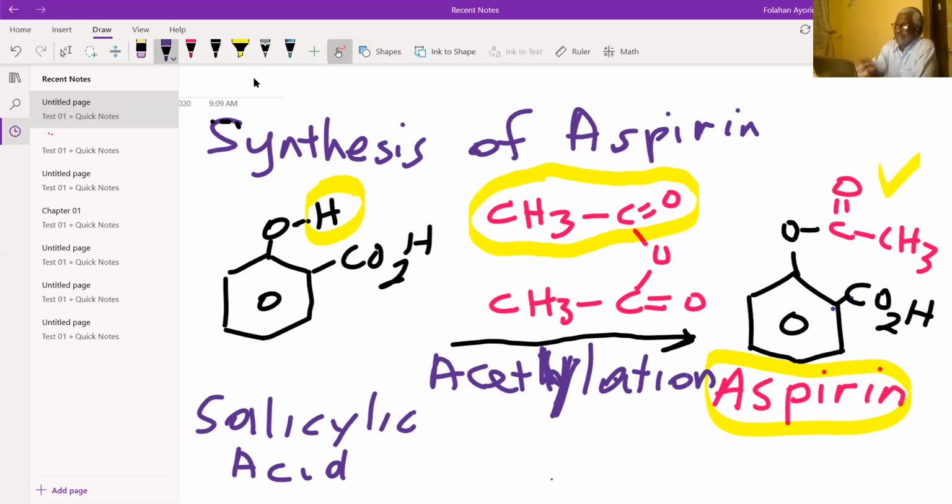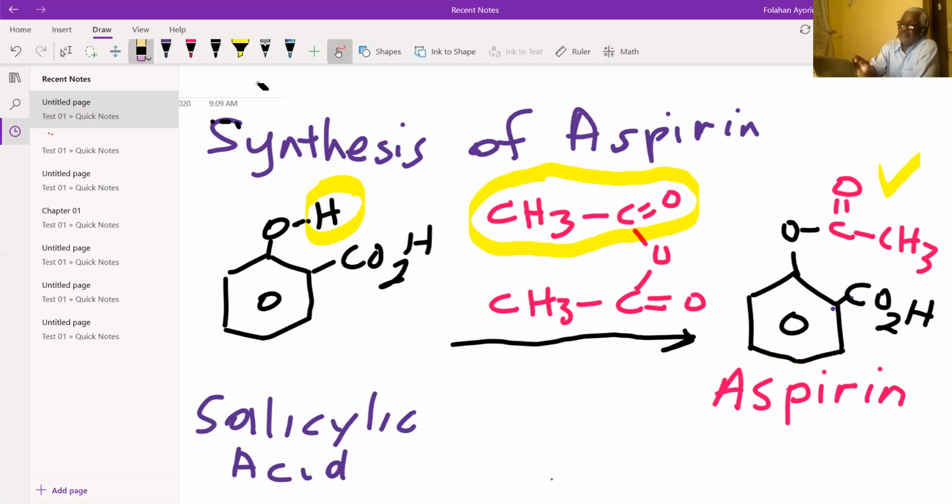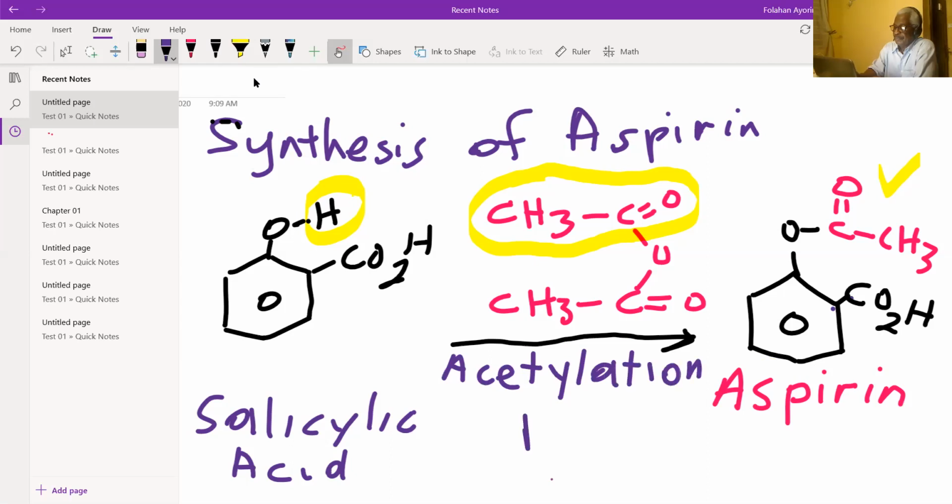Acetylation reaction, let me write that better than that. So the process of replacing the hydrogen of the salicylic acid with an acetyl group we refer to as an acetylation reaction.